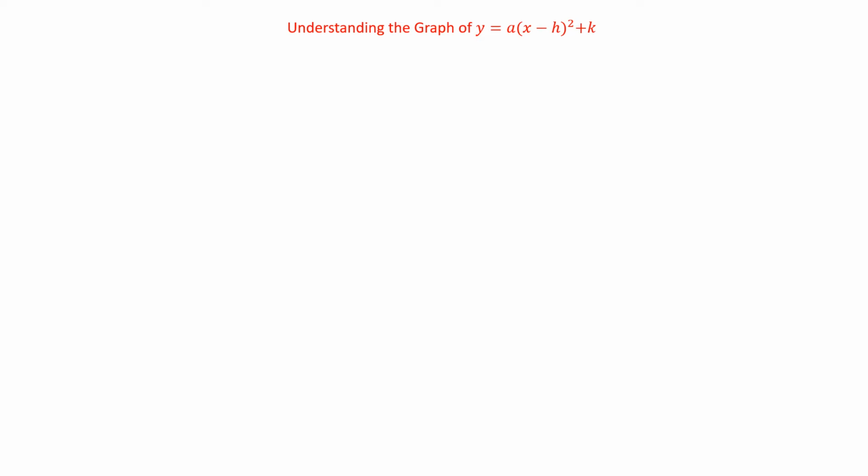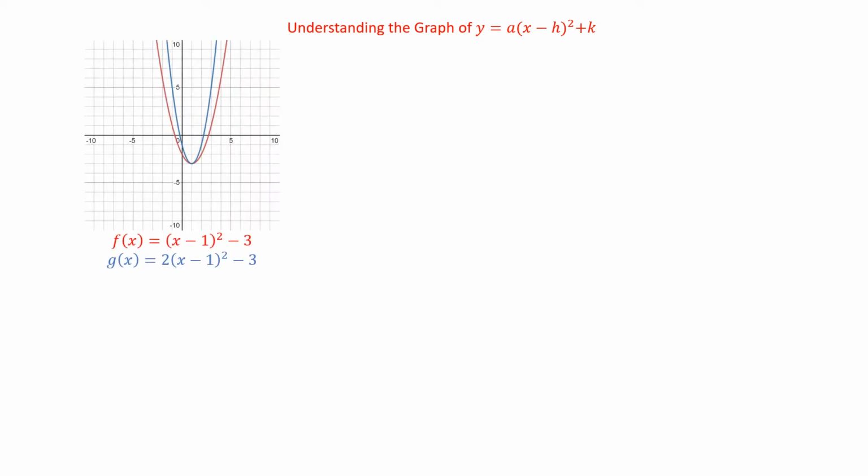So, how about that a value? Let's do some changes with a. The red one here is just x minus 1 squared minus 3. And the blue one is 2 times x minus 1 squared minus 3. Notice the only thing that's changing is that 2 right in front. What does that do to the parabola? It stretches it vertically, which more noticeably, it pinches it. Notice the parabola is tighter. The blue one is tighter than the red one. The red one's just a little bit wider than that.